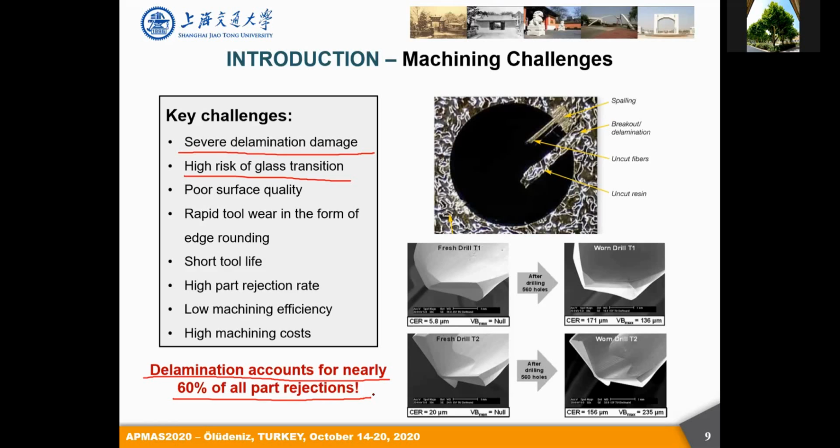And in addition to delamination damage, machining of high-strength CFRP composites also entails rapid tool wear in the form of edge rounding. And the figures below show some morphologies of the enlargement of the cutting edge radius after the drilling of composite materials. So such a phenomenon will result in a shorter tool life, as well as increased machining cost and low manufacturing efficiency.